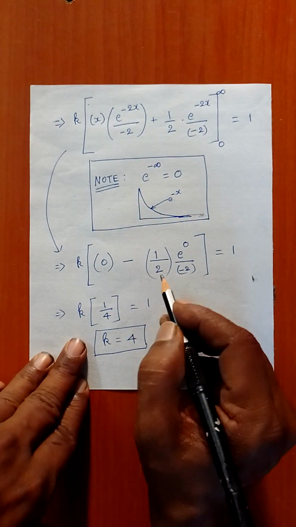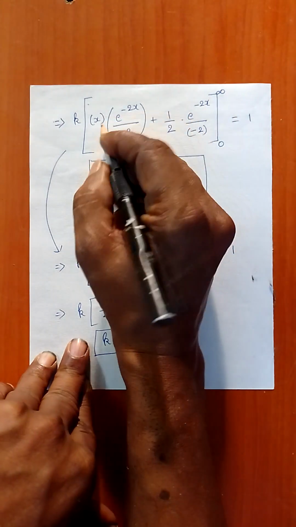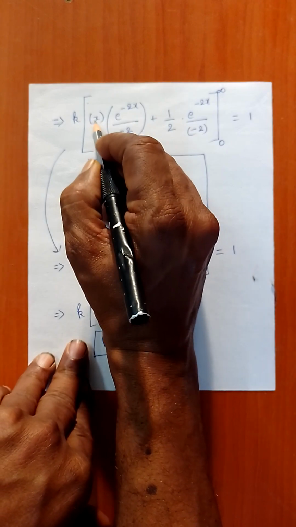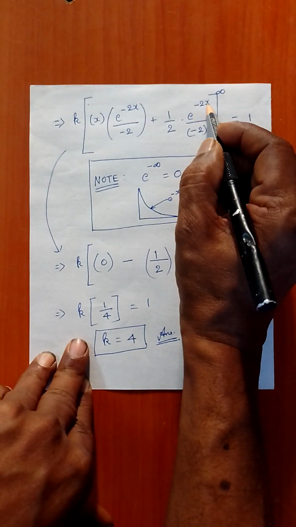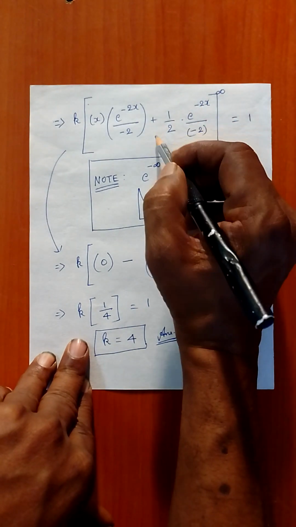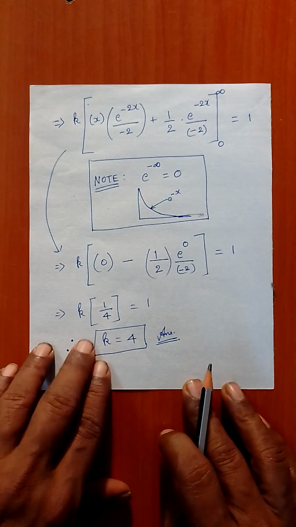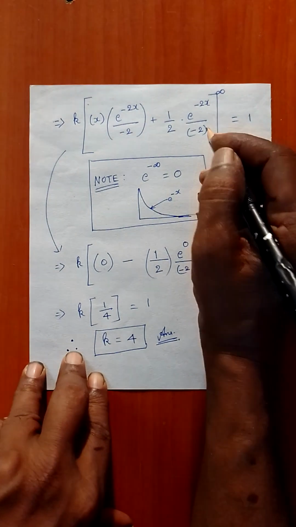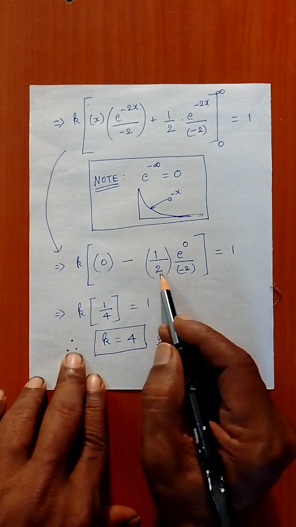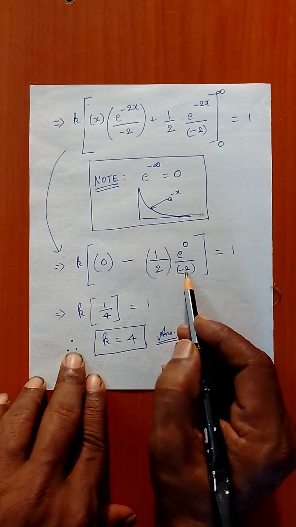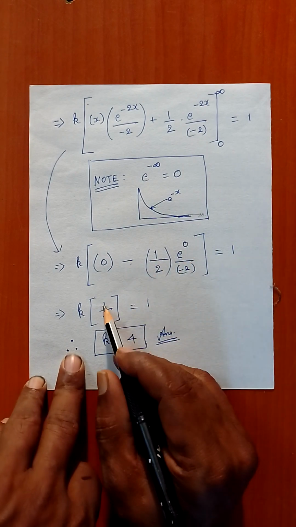Minus, so minus sign, the lower limit. Now what is the lower limit? It's just 0. So we have to substitute 0 for x. If you substitute 0 for x, 0 multiplied by anything, this term will become 0. e power 0 is 1. Therefore this term will become 1 by minus 4, since 2 into minus 2 is minus 4. Minus into minus will become plus. Therefore e power 0 is 1, 1 divided by 4.